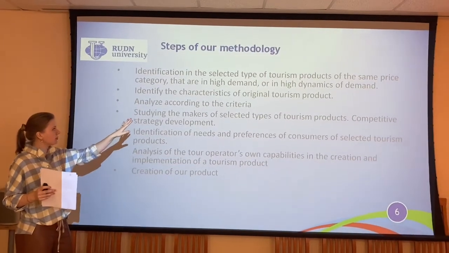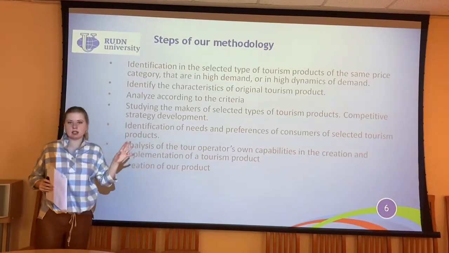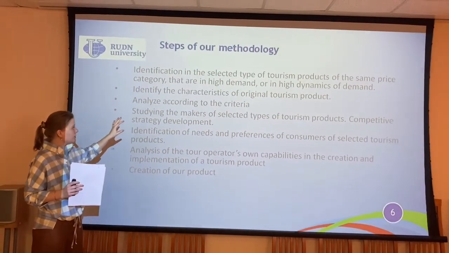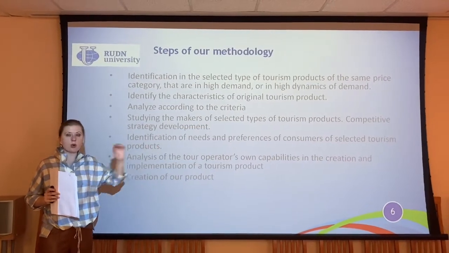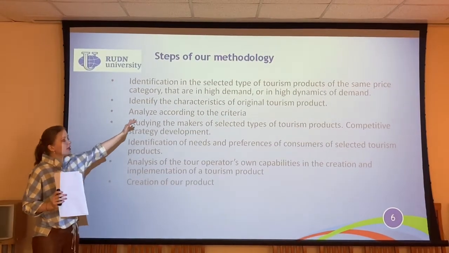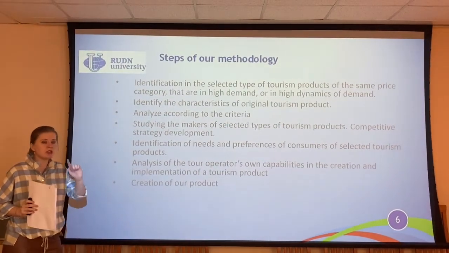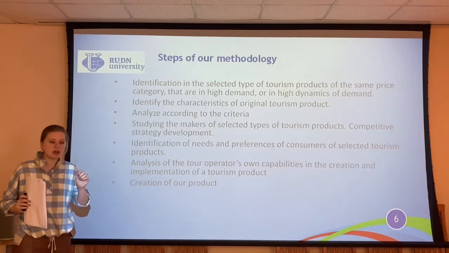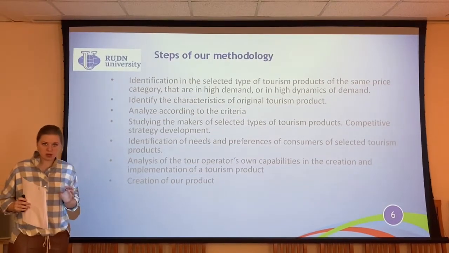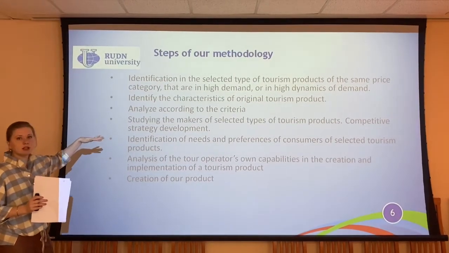The first step is identification in the selected type of tourism products of the same price category that are in high demand or in high dynamics of demand. This is what we are talking about right now. Identify the characteristics of a regional tourism product. Well, right now we know what a regional tourism product is, but what are the characteristics of a regional tourism product? One more time, we need these characteristics to understand the specifics of the tour that makes it popular in the market. That will be our next step. I will talk about this a little bit later.